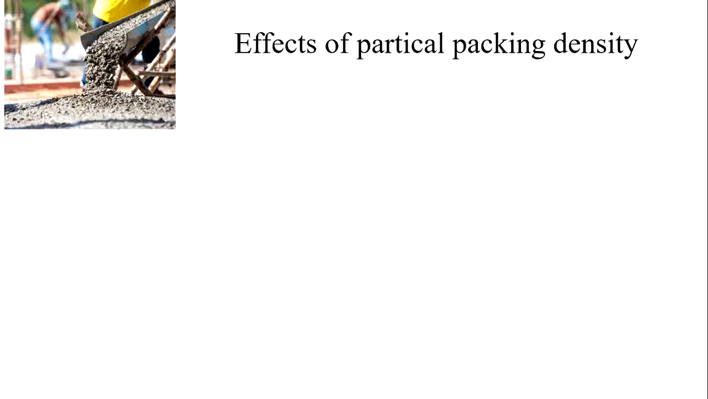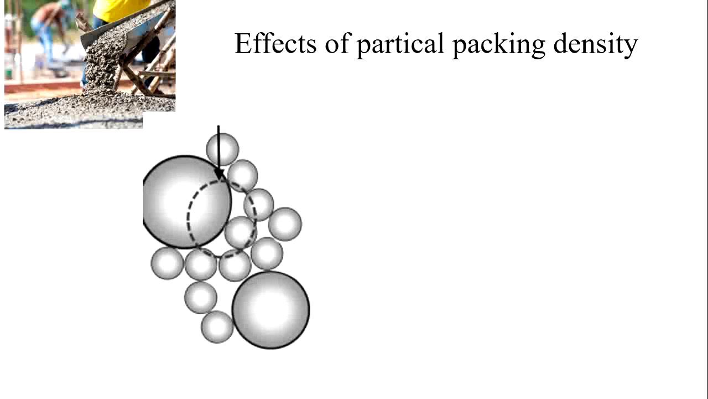Next, we'll be learning what the effects of particle packing density are. There are two major effects. The first one is, in this, the bigger spheres are the coarse aggregates. The smaller ones are the fine aggregates. Here we can see clearly that the fine aggregates are arranged in a very systematic manner. The air voids between the fine aggregates are very few, but we should note that between the coarse aggregate and the fine aggregate, you have a large content of air voids when compared to the fine aggregates.